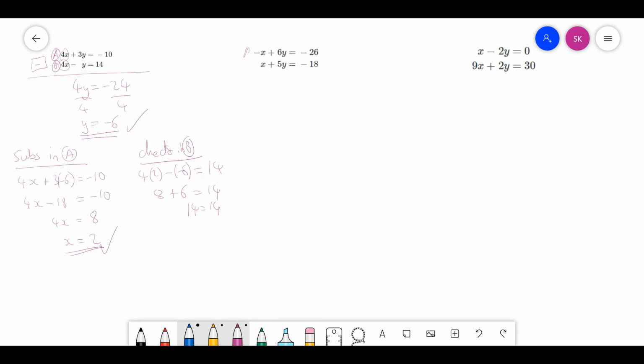Second one. Going to eliminate the x's. Negative x plus x cancels them. Means I've got 11y, and negative 26 plus negative 18 is negative 44. So y equals negative 4. Subs in B this time. x plus 5 brackets negative 4 equals negative 18. x minus 20 equals negative 18. x equals 2. Subs in B, checks in A.